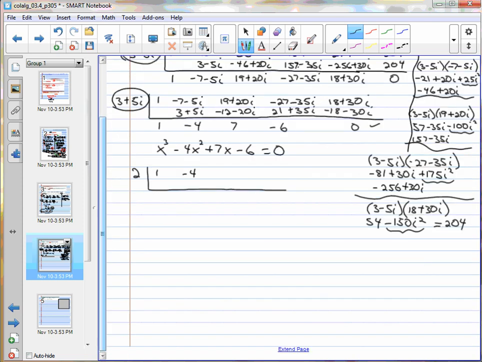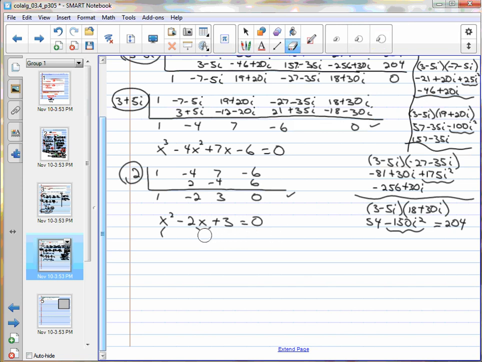All right, 1, negative 4, 7, negative 6. So we bring down our 1, there's a 2, there's a negative 2, there's a negative 4, there's 3, there's 6, there's 0. So we're happy about that. And this is x squared minus 2x plus 3. Does this one factor? Multiply to be 3, add up to be negative 2. What is it? So what are we going to do? Quadratic.